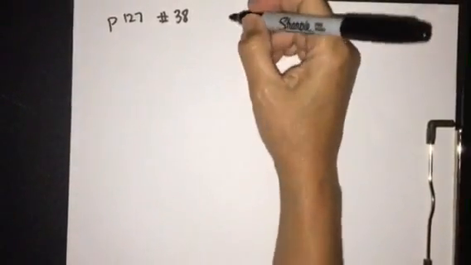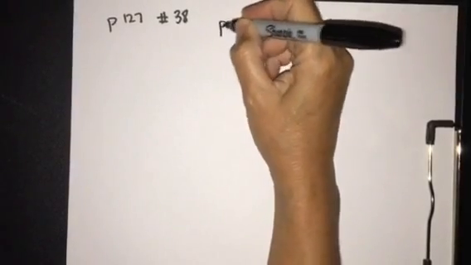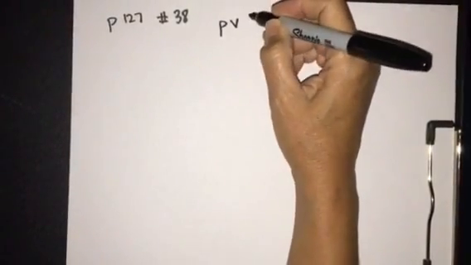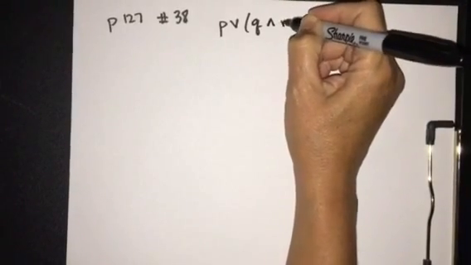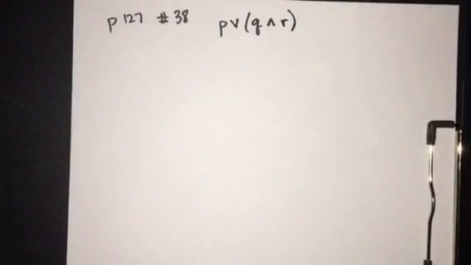Okay, now I'm going to do problem number 38 from page 127. And this one is to construct a truth table for this statement: P or, open parentheses, Q and the letter R. I'm doing this one because I want to. Nobody sent this in. I just thought it would be a nice one to do.